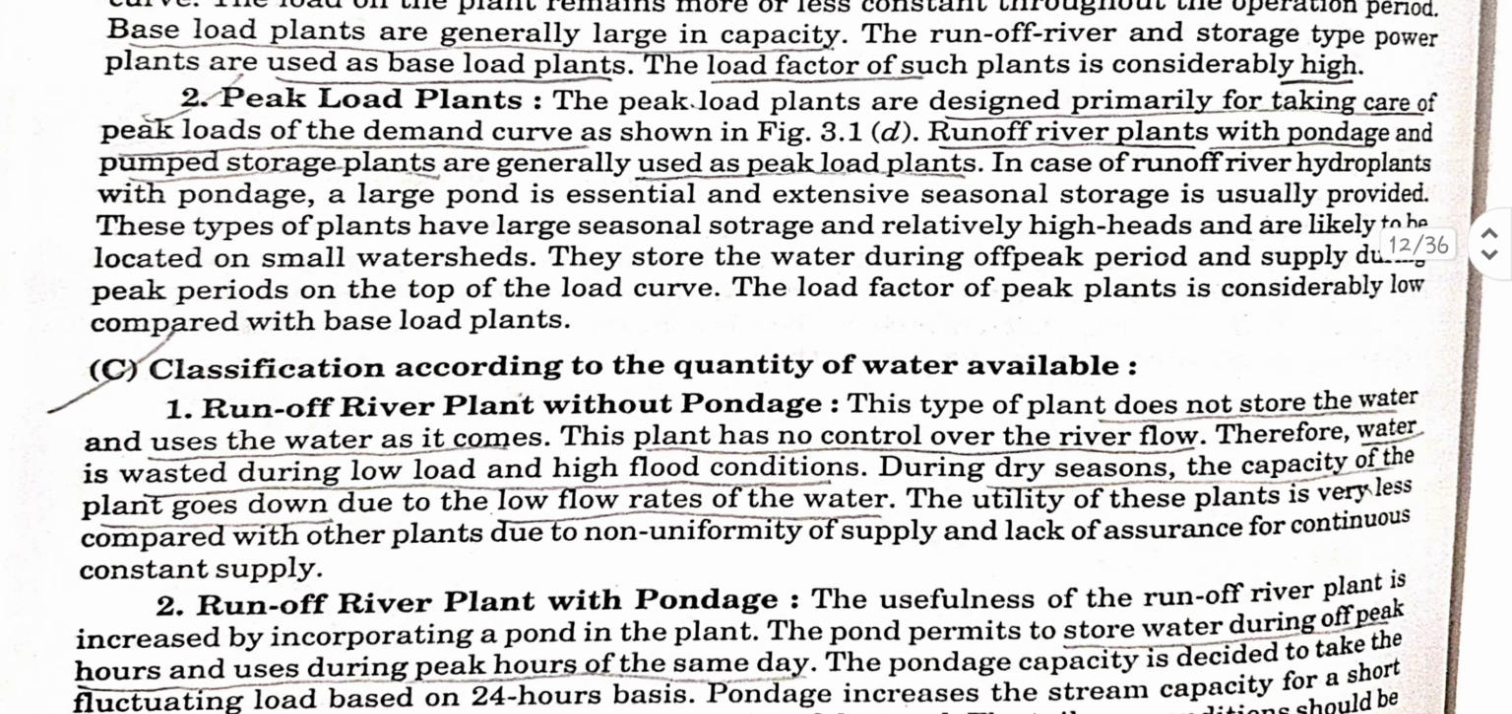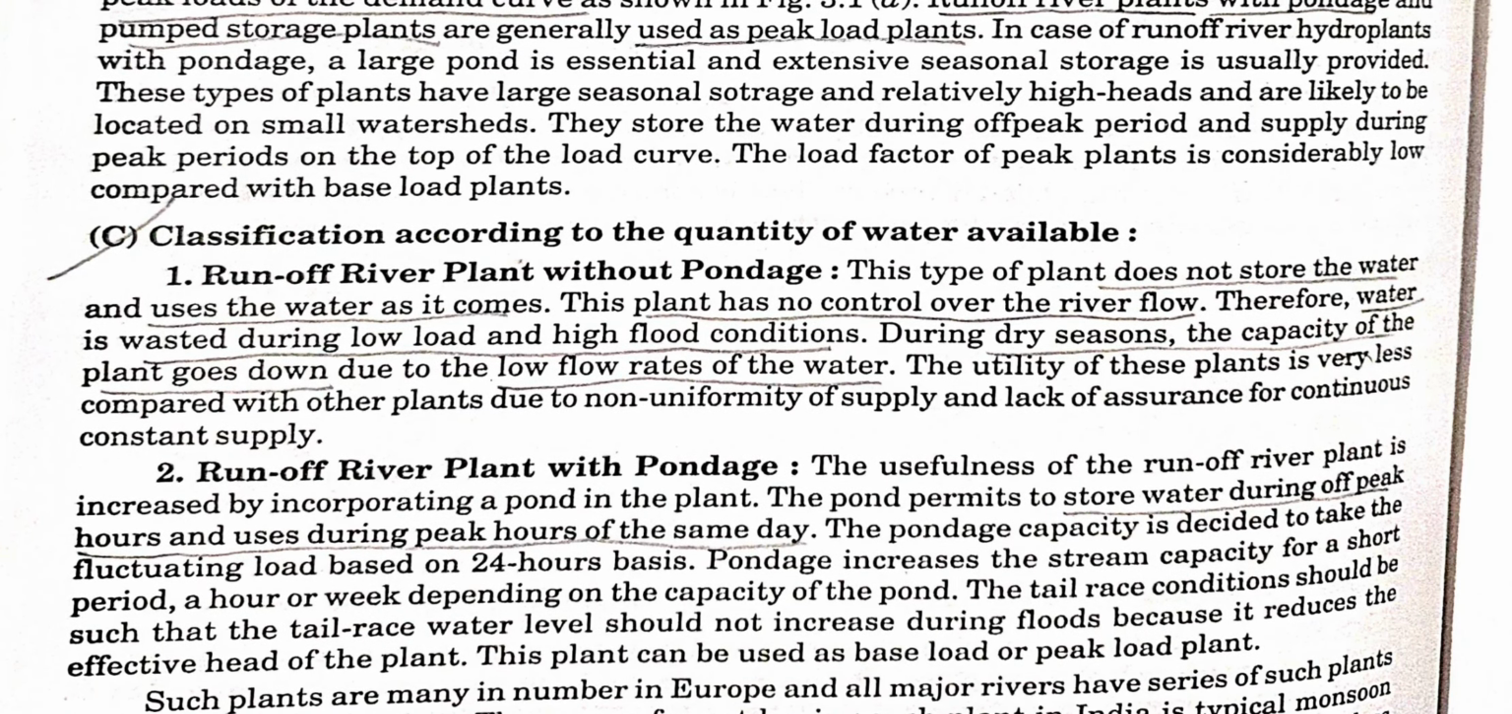Next is the classification according to the quantity of water available. The first point is the run of river plant without pondage. This type of plant does not store the water and uses the water as it comes. This plant has no control over the river flow, therefore water is wasted during low load and high flood conditions. During the dry season, the capacity of the plant goes down due to the low flow rate of the water.